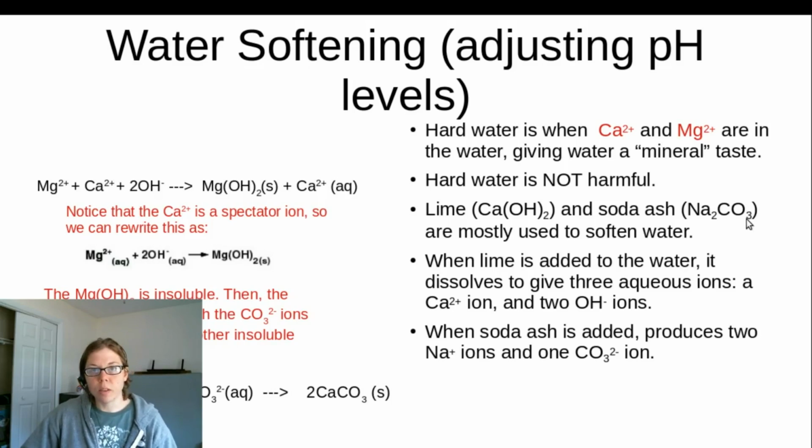When people are removing this, they generally add lime and soda ash to soften the water. When lime is added, it dissolves and gives us 3 aqueous ions, a calcium ion and 2 hydroxide ions. You can see that in this chemical equation that I posted right here. You've got the calcium, you've got the 2 hydroxides. This magnesium hydroxide is insoluble, and that spectator ion, the calcium that we saw up here, reacts with the carbonate ions to produce calcium carbonate, which is another insoluble compound, and that is later filtered out.